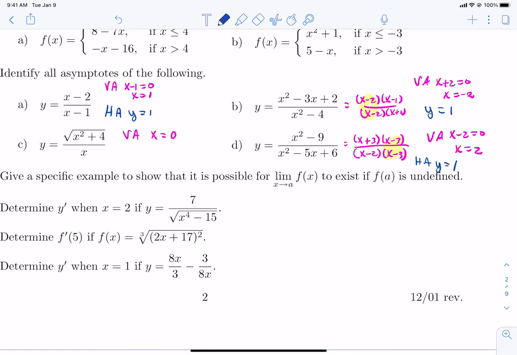Now, C is a little different. The left end does one thing and the right end does another, and here's why. So if you isolate the highest power on top, it is the square root of x squared. So we're technically looking at the square root of x squared over x. Okay. Now, if we go to the right side, we're plugging in positive numbers. The positive numbers are getting very, very big. And so if we plug in positive 1,000,000, square it, then square root it, we get 1,000,000 over 1,000,000. It's 1. Okay. So the right end is y equals 1.